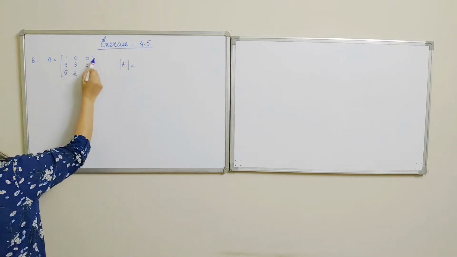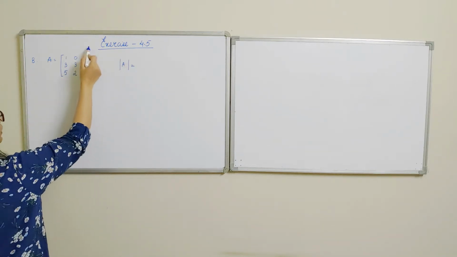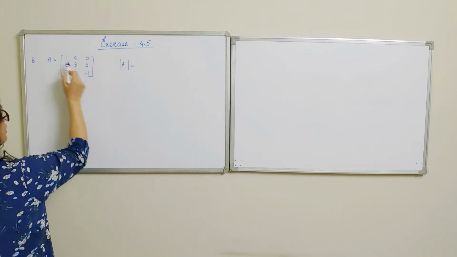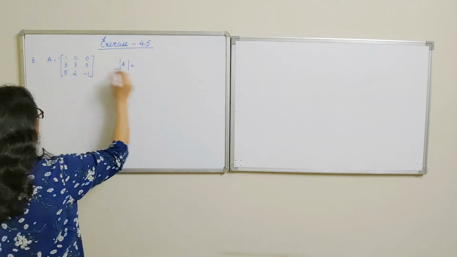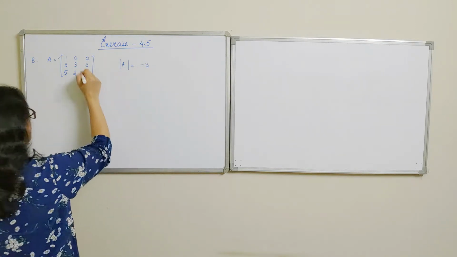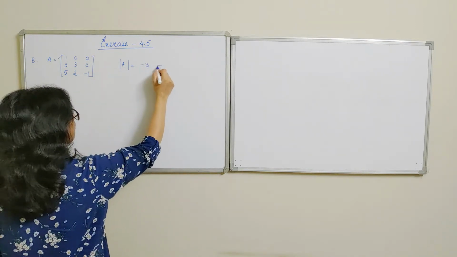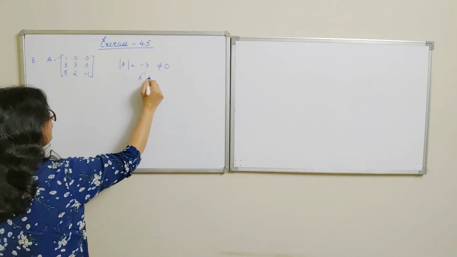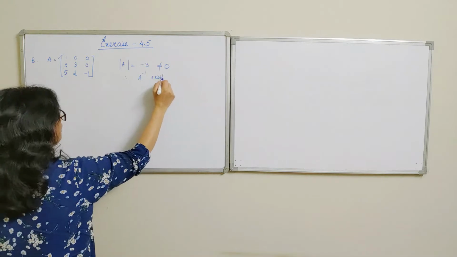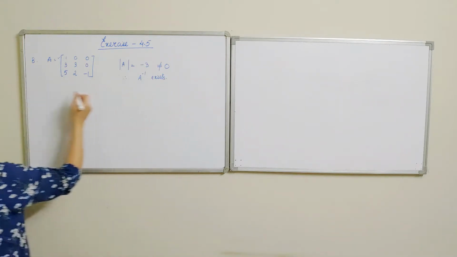The first row has got maximum zeros. Even the third column has got maximum zeros. I'll be expanding along the first row. So 1 multiplied by -3 into 0. Thus we are getting determinant A as -3, which is not equal to 0. Hence we again get to know that the inverse of the matrix exists.